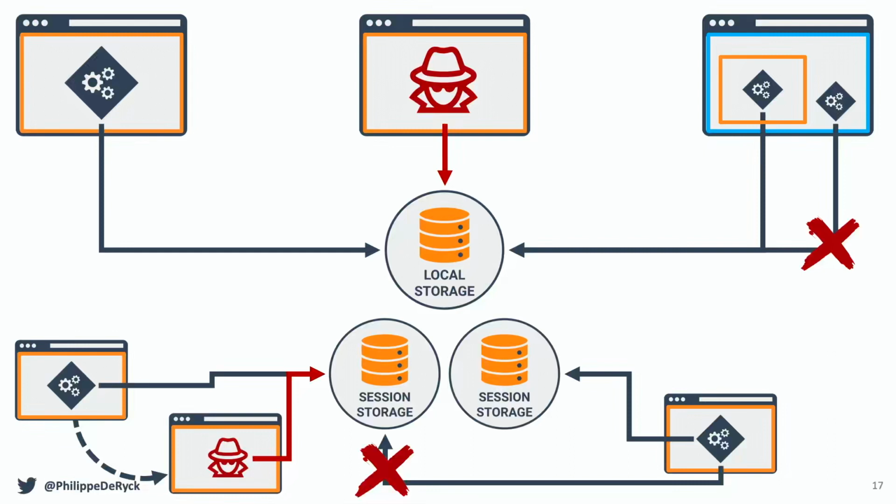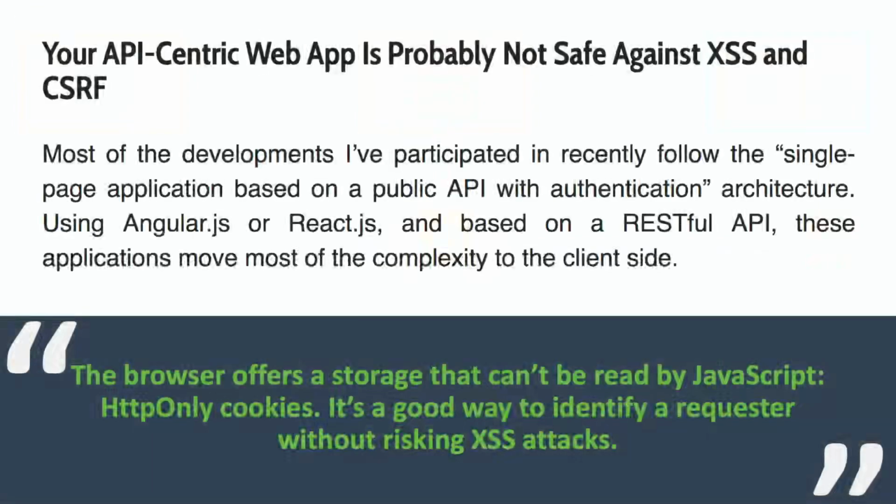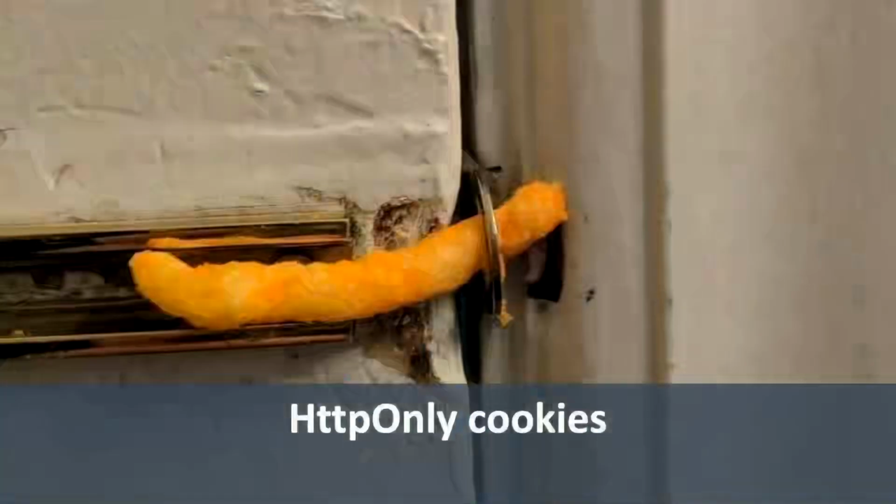Well, don't have cross-site scripting, that's step number one. But I think we saw yesterday, I believe, or two days ago, that that's really, really hard. So some people are suggesting, yeah, but what if we use cookies for that? Because this cross-site scripting, that's a big problem. So what if we had something that we could use to identify a requester without risking cross-site scripting? And that something is called HTTP-only cookies. And they're not very secure.